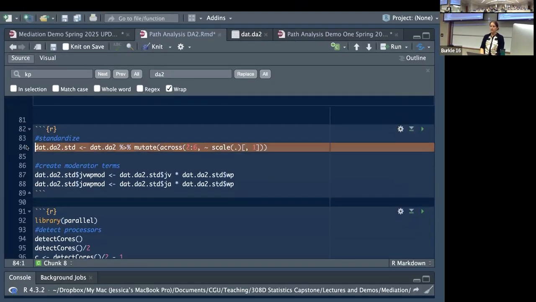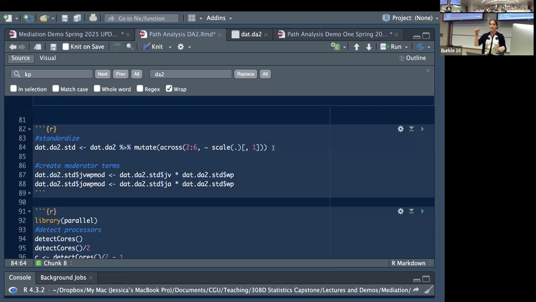Here in line 84, I'm creating a new data set, STD for standardize. I'm going to start with the original data set and then mutate across, meaning I'm manipulating columns 2 through 6, and I'm scaling them. So this is standardizing your data. What does centering do? Subtract the mean from every data point, right? What does standardizing do? Also provide the spread, the variance. Good. Standardizing also does that.